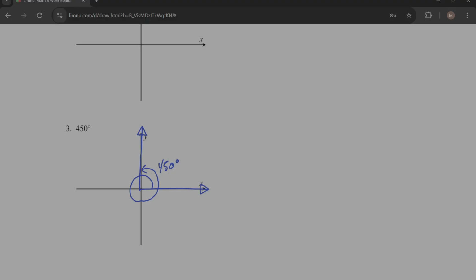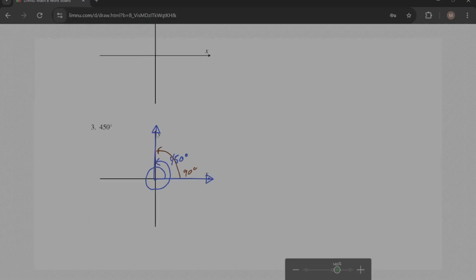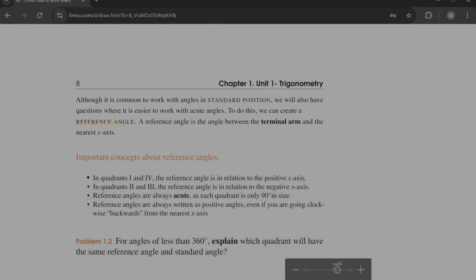Okay, when I do this 450 degrees, it kind of just looks like, well, that's just the same kind of line as if I'd just drawn a 90-degree angle, right? So why not I just look at that? And that's our next idea, which is called a reference angle.